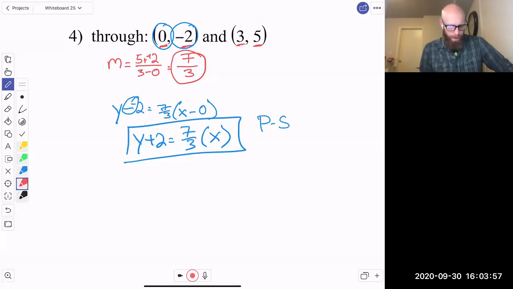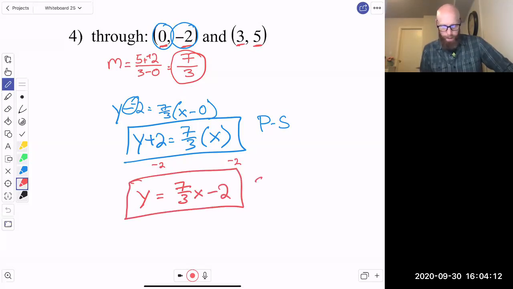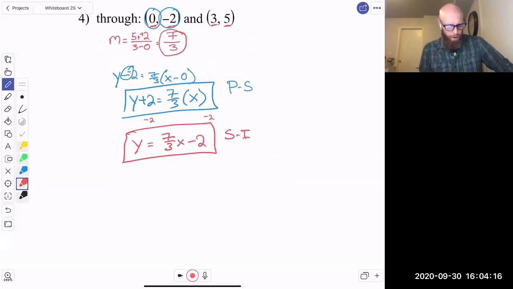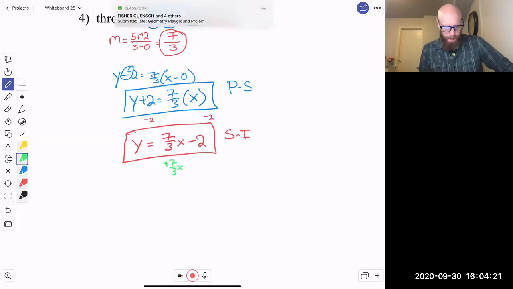So now let's convert to slope intercept: subtract 2 from both sides. So I get y equals 7/3 x minus 2. Done. I like that one. Slope intercept form. All right, now convert to standard form. We're going to add 7/3 x to both sides. So I get 7/3 x plus y equals negative 2.